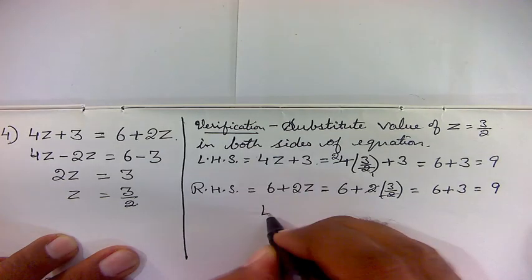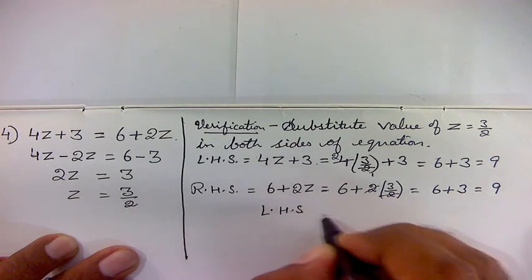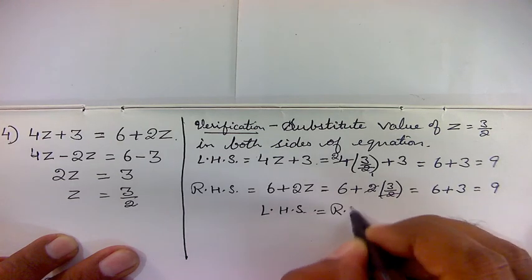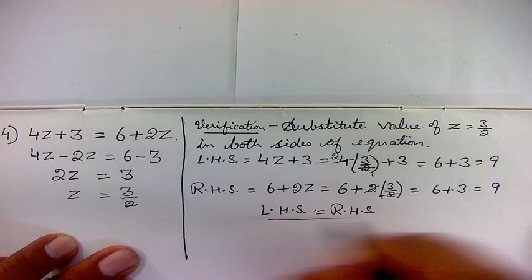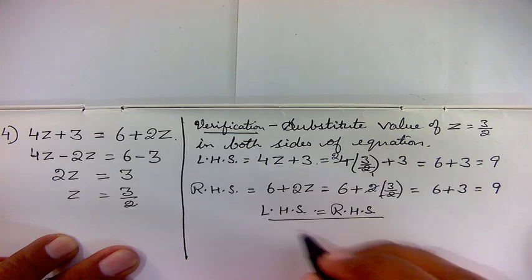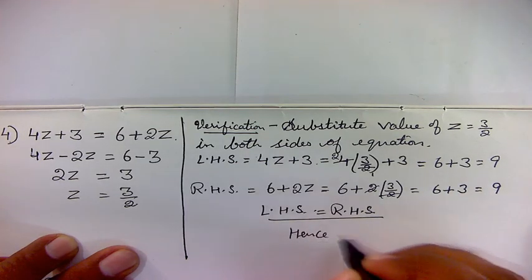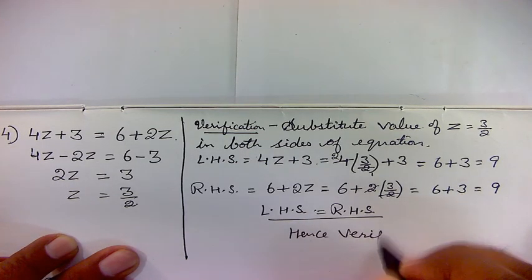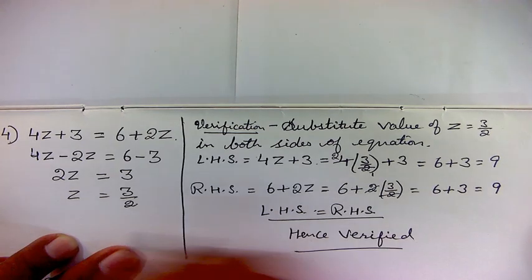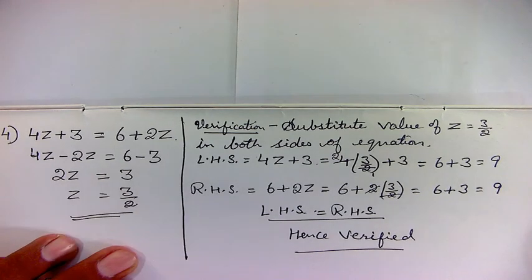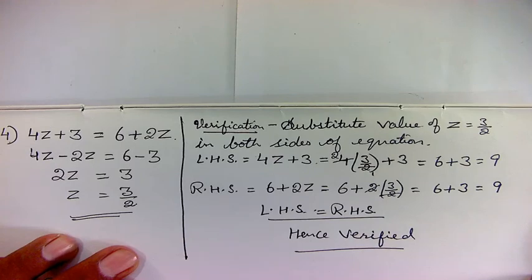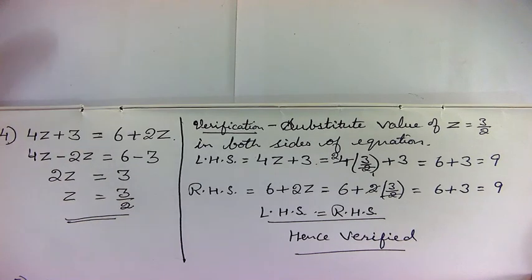So here we see that left hand side is equal to right hand side, and because both the sides are equal, hence the verification is done. This shows that the answer, the value of the variable which we have calculated, is right. Now let's move towards the next question.